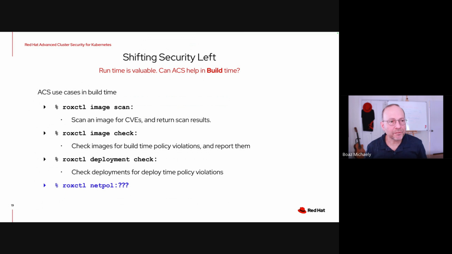How do we shift this left? Doing this in runtime is great, but it might be too late. Or in other words, what if we could do this sooner? And of course, roxctl is already active in the pipeline. There's image scan, image check, deployment check. So what about roxctl netpol? There is this new command in ACS in build time called roxctl netpol. What can you do with it?